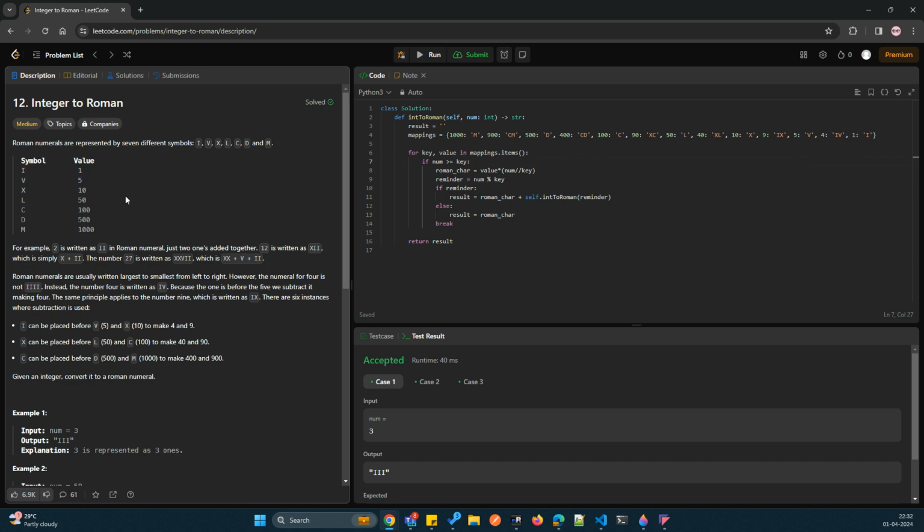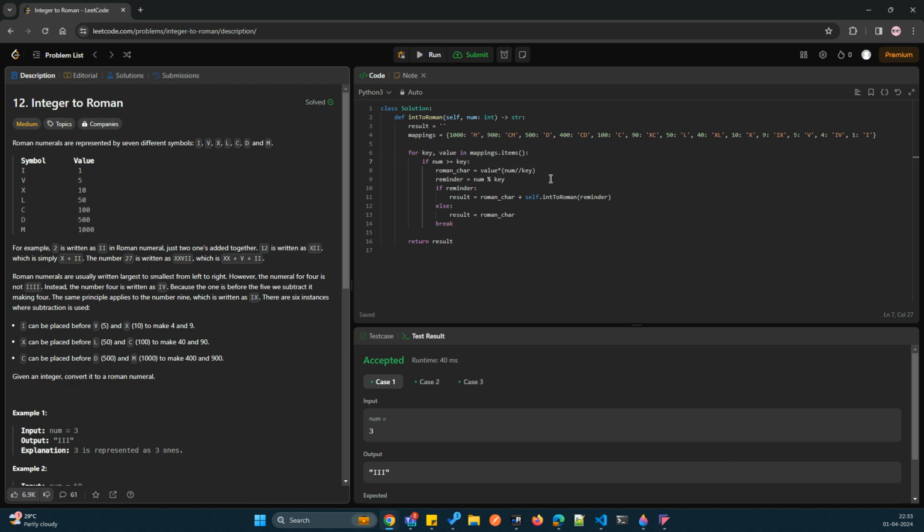So at first we'll have to identify which symbol we are supposed to use. Let's say that I want to represent 55. I cannot use X five times and then use 5, right? That is incorrect, because to represent 50 we already have L. So for 55, the first character would be L, and for the remaining 5 we'll use the rest of it.